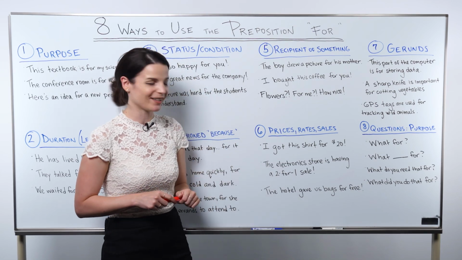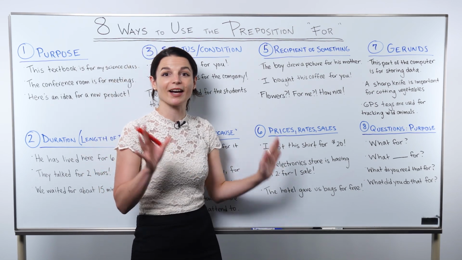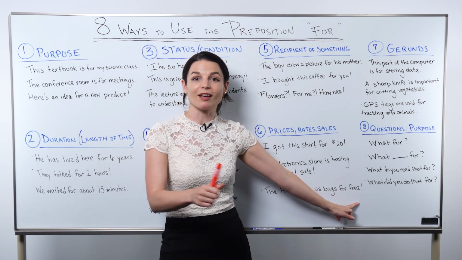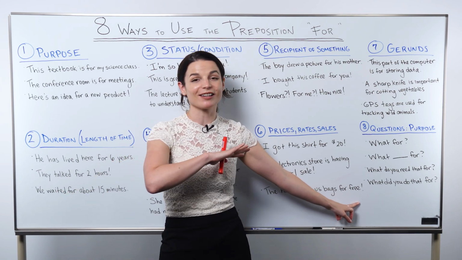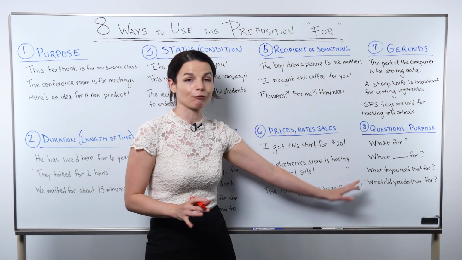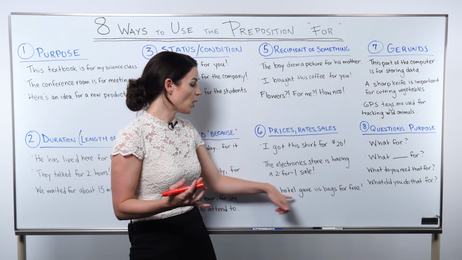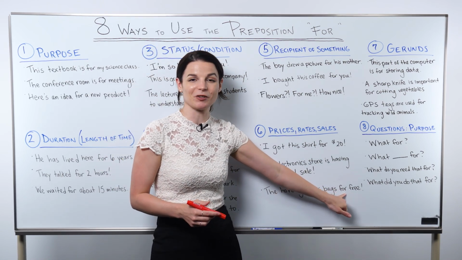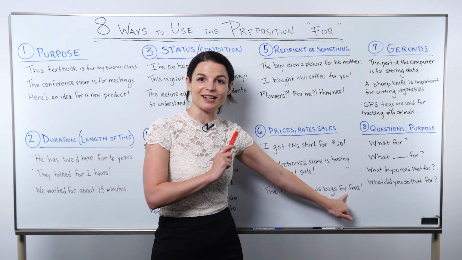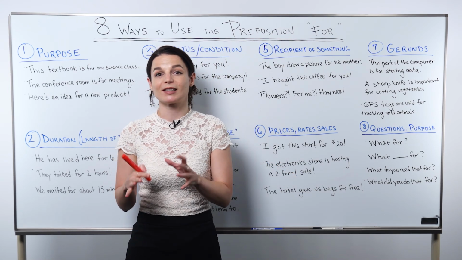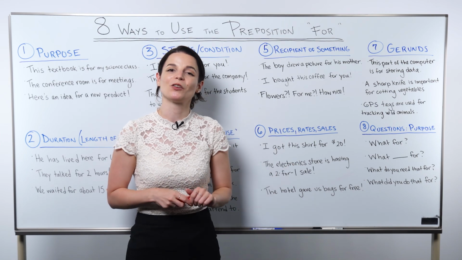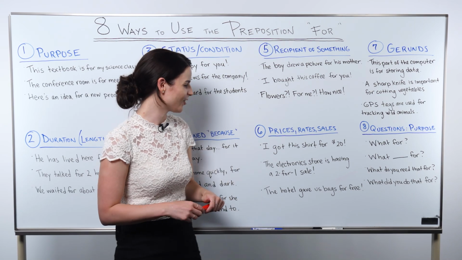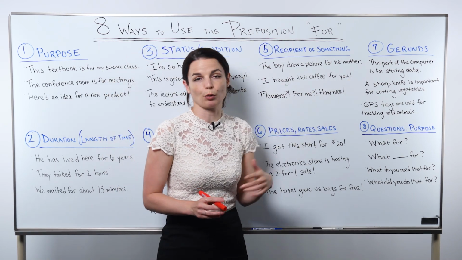Okay, let's look at one more example. The hotel gave us bags for free. So when something costs $0, when something costs nothing, we express that with free, right? Something is free. When you want to talk about something you received for no money, you use for to do that. We got this for free. She got that for free. So use for to describe those things that cost nothing as well. So you can use for in this way to talk about prices, rates, sales, and so on. Okay, great. Let's move on to the last 2 points for this lesson.